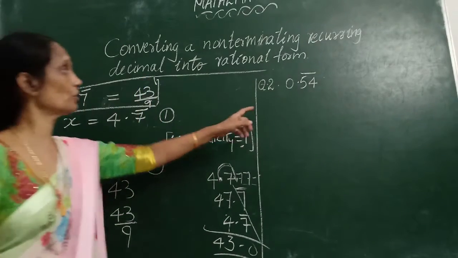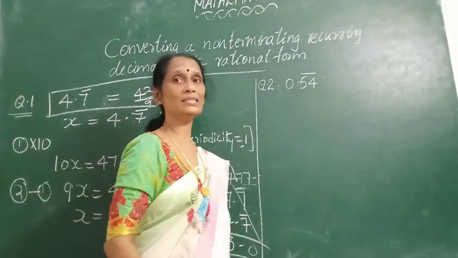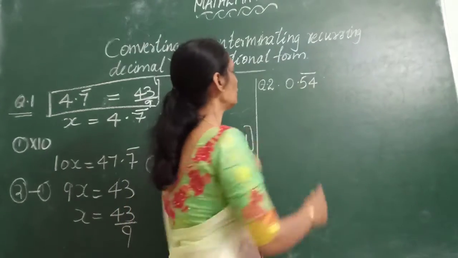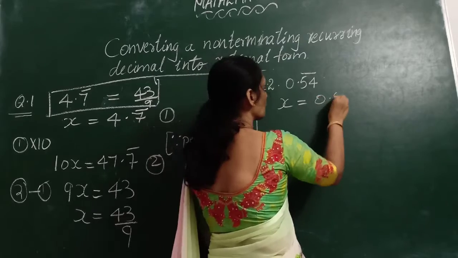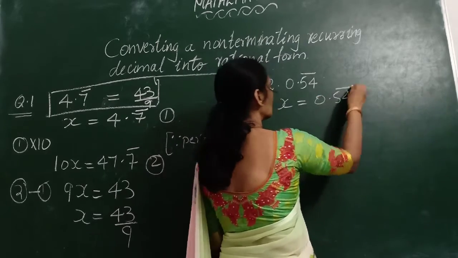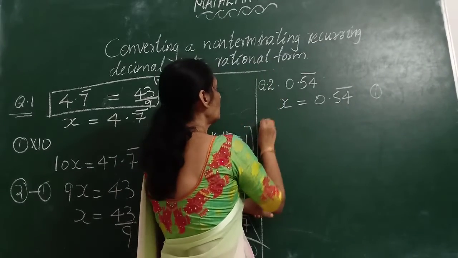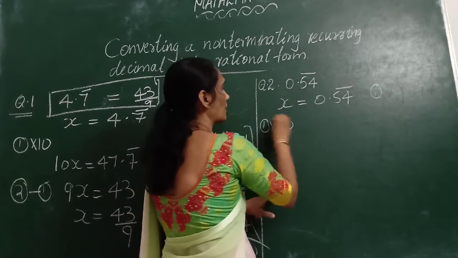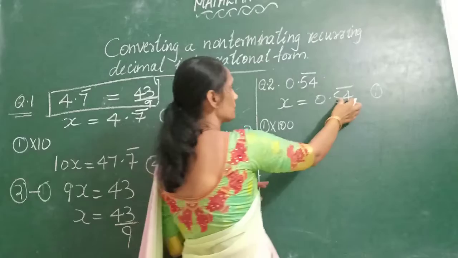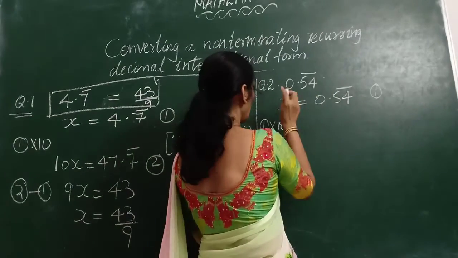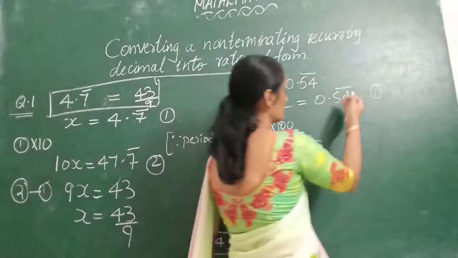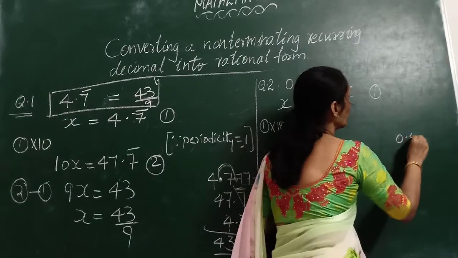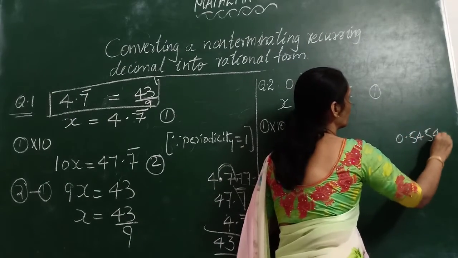Let us see this question also. Here the periodicity is 2. So we have to multiply the number. First of all, we have to consider the question as x. x is equal to 0.54 bar. So this is equation number 1. Equation number 1 into 100. Why we are multiplying by 100? Because the periodicity is 2. So it will become 100x equal to, shall we see how this part becomes? 0.545454 etc. Isn't it?